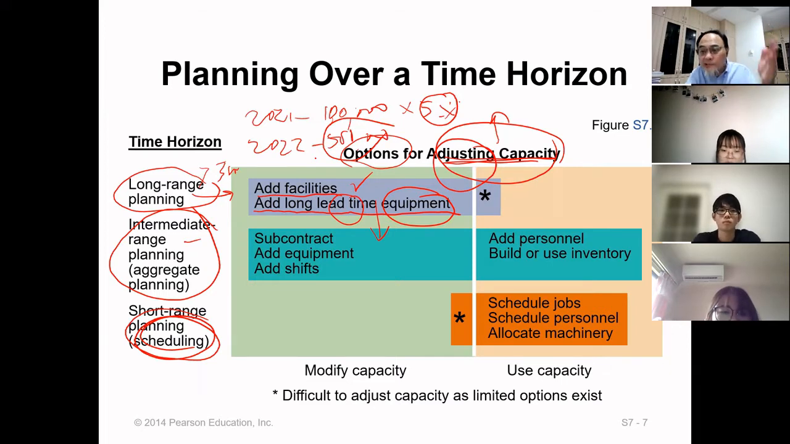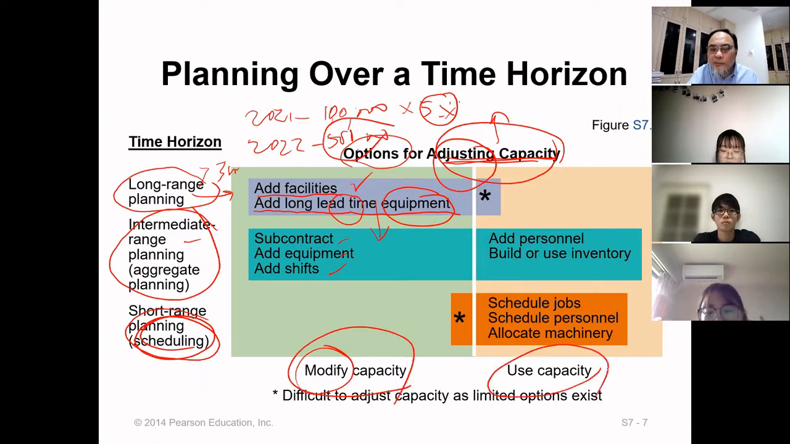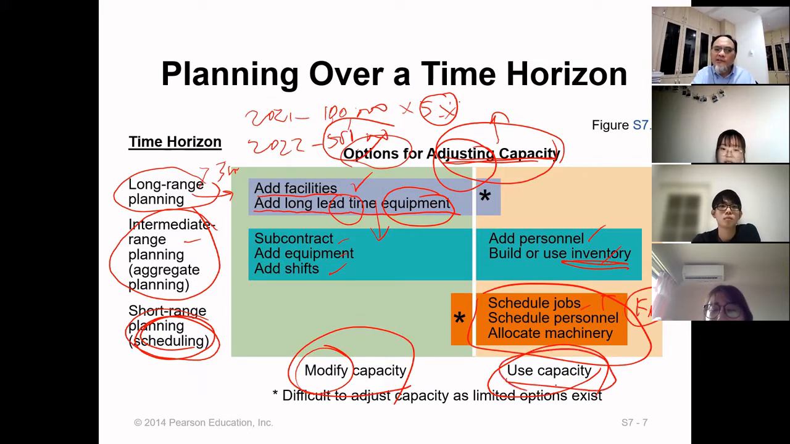Operations have to think about operations. So you do this: add subcontract. These are modifying only. You need to modify this use capacity. This is the thing that actually adds personnel, builds or uses inventory, if you keep inventory. And short range is just scheduling. This is the simpler planning, simplest. So capacity is already fixed here, cannot change, so you only use the capacity. But when you go here, you need to modify.